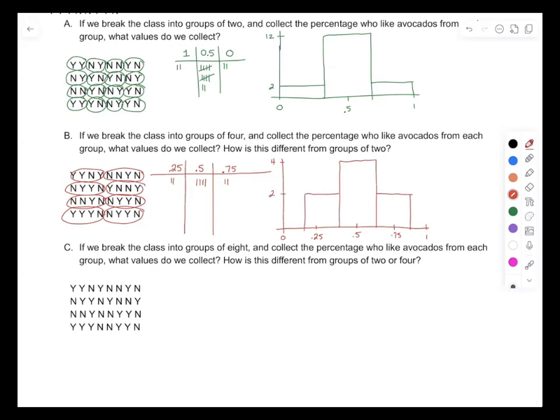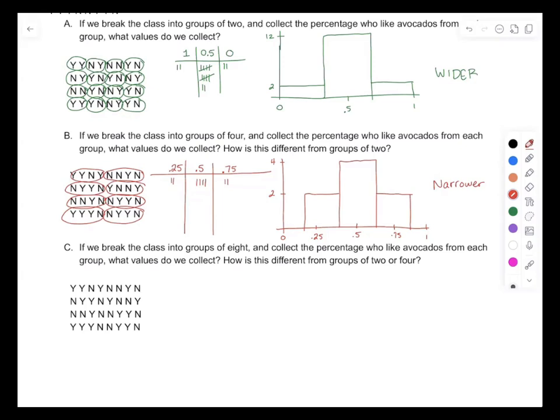I want you to notice something really interesting happening between these 2 graphs. Notice that the shape of this graph and the shape of this graph are pretty similar, right? They're both unimodal, they're both symmetric. But this first one is wider, right? It's going all the way out to 0 and all the way out to 1. The groups of 4 is a little narrower.